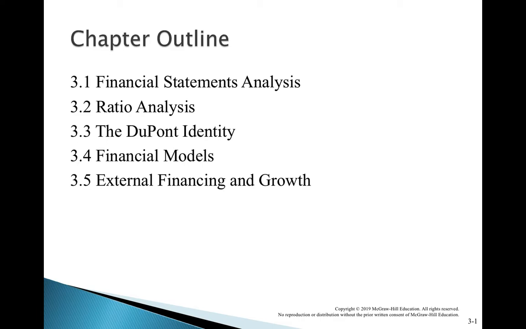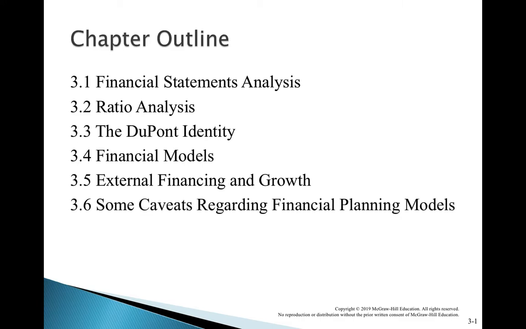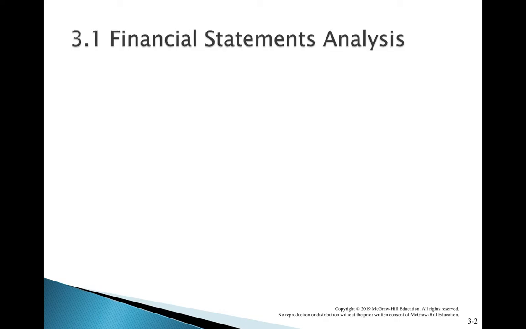Author to author, book to book, the name changes: external financing needed, EFN, or external financing and growth, EFG. So that we will see in 3.5. 3.6 will talk about some of the caveats regarding financial planning models, or some of the drawbacks, some of the disadvantages of financial planning models. Let us start.